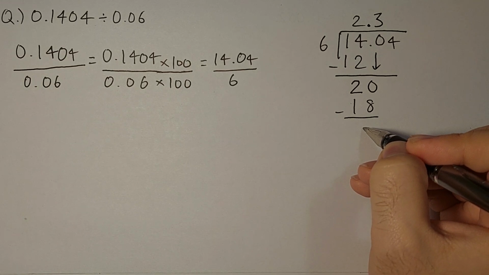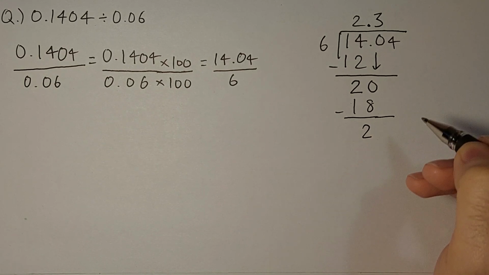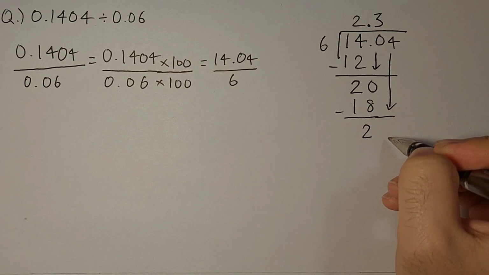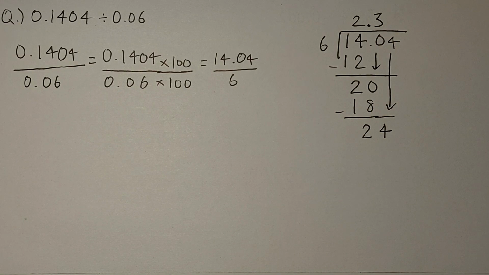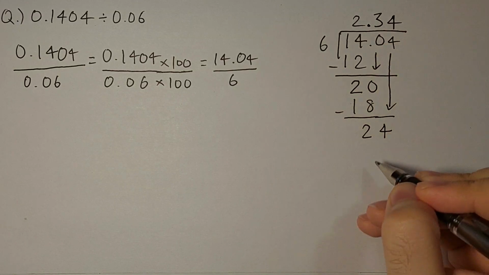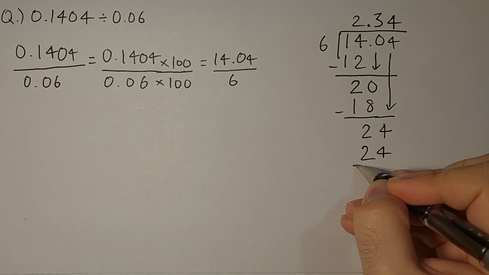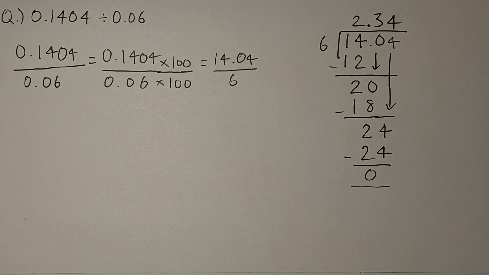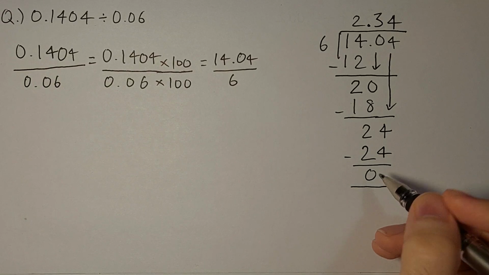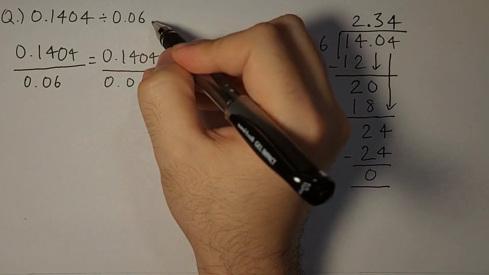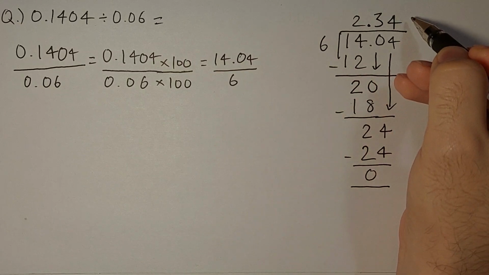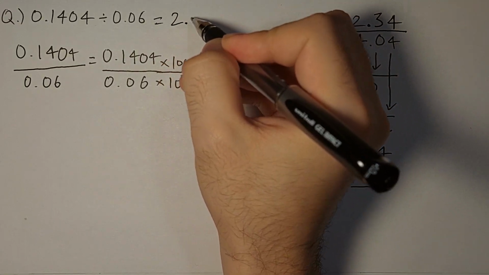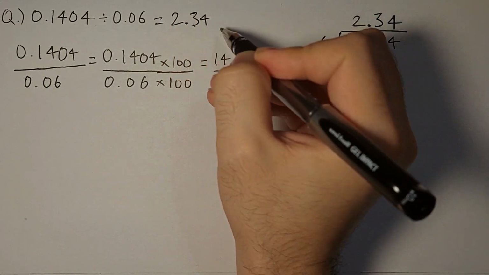20 minus 18 is 2. And now we bring down this 4 and this becomes 24. Now we can multiply 6 with 4. It gives us 24. The remainder is 0. So because the remainder is 0, our division is complete. So the answer is 2.34.